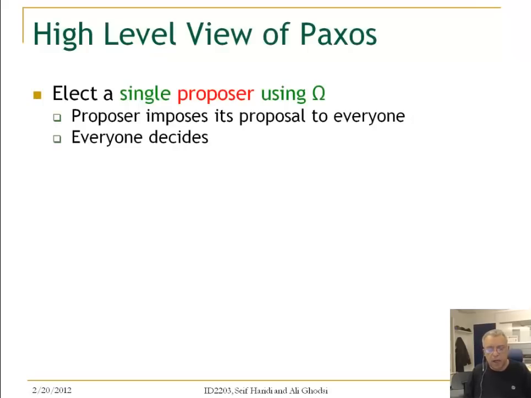So let's look at a high-level view of Paxos. The basic idea is that we want to use Omega, the eventual leader elector, to elect one proposer. And this proposer is the only process that will propose a value, and it just imposes the value on everybody and everybody decides.